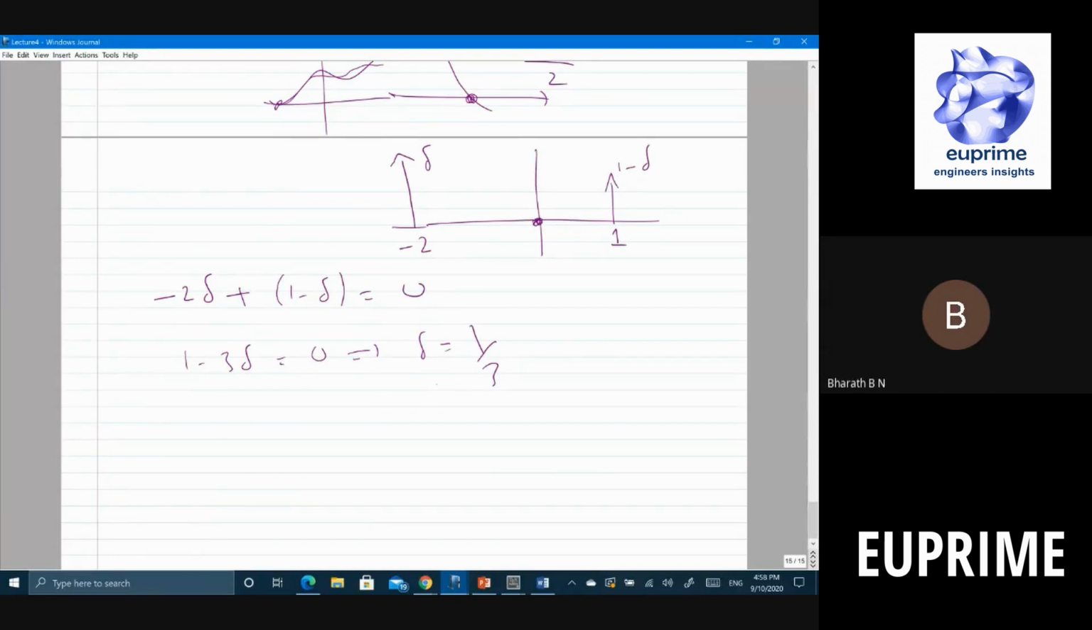So essentially, it's the other way that is true. If it is symmetric around the y-axis, then definitely the mean is 0. If the mean is 0, it doesn't mean that it should be symmetric. Right? Yes, sir. Okay. Will it hold for continuous also? Yeah, for continuous also it holds. It need not be symmetric.